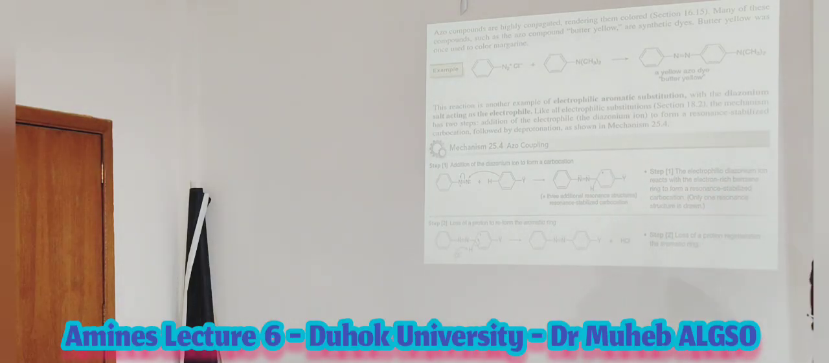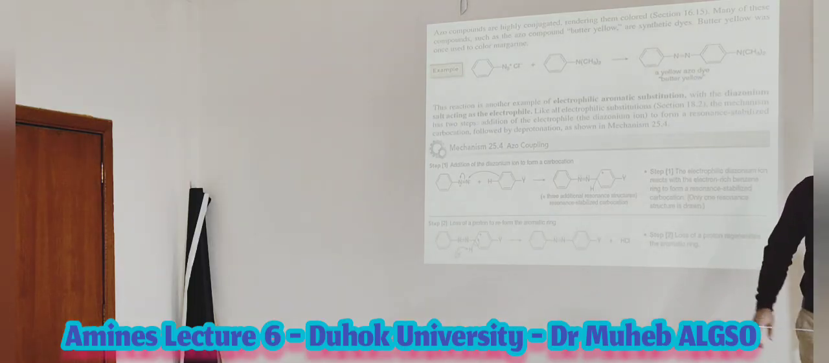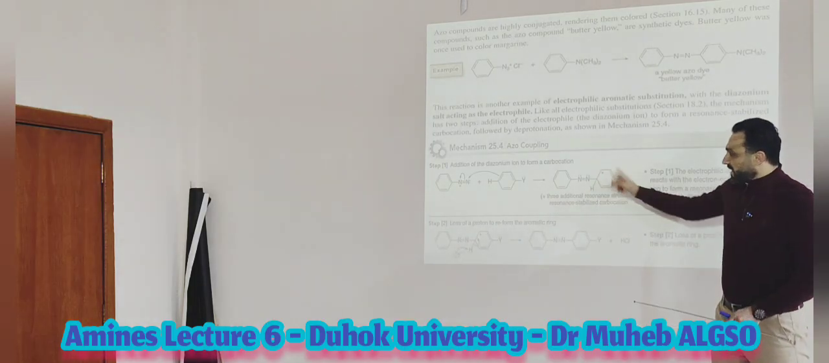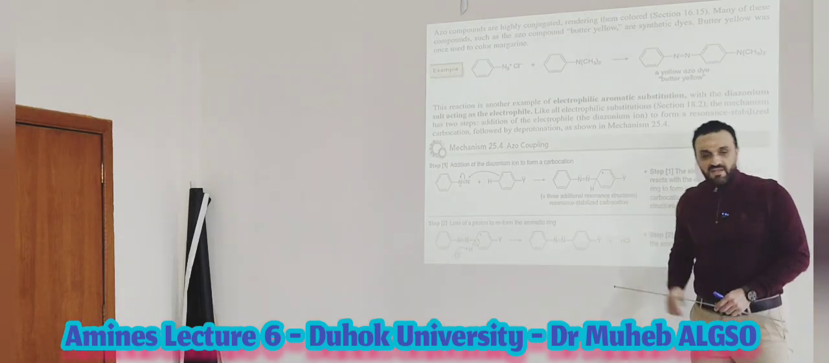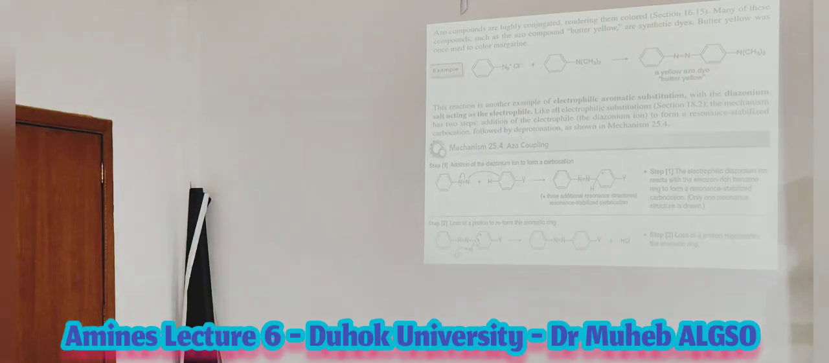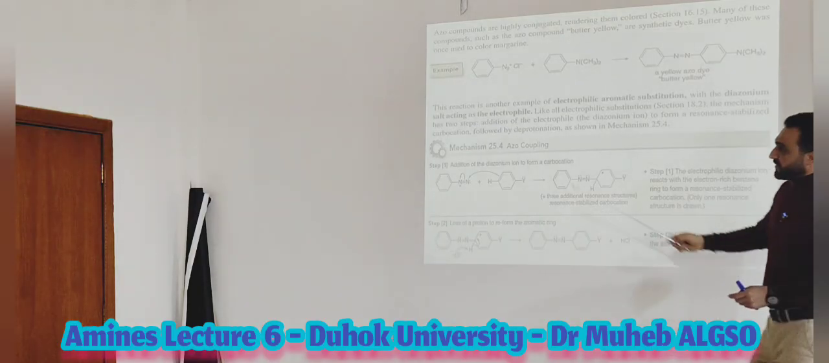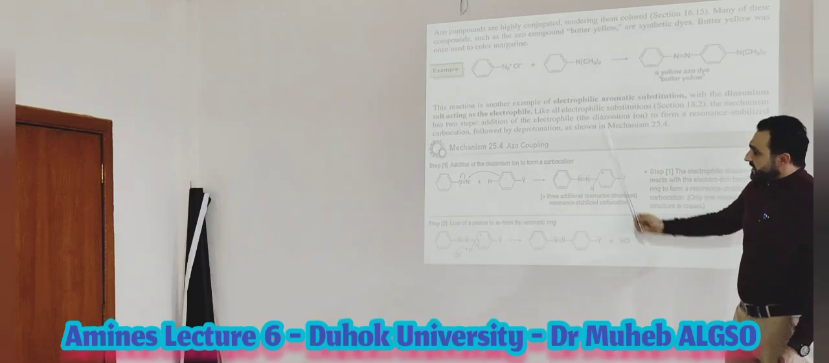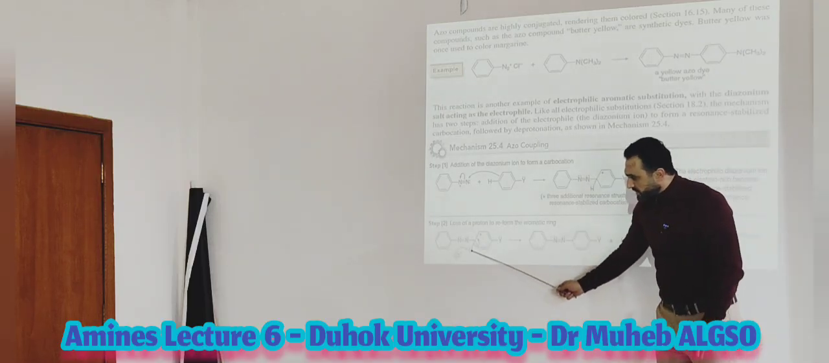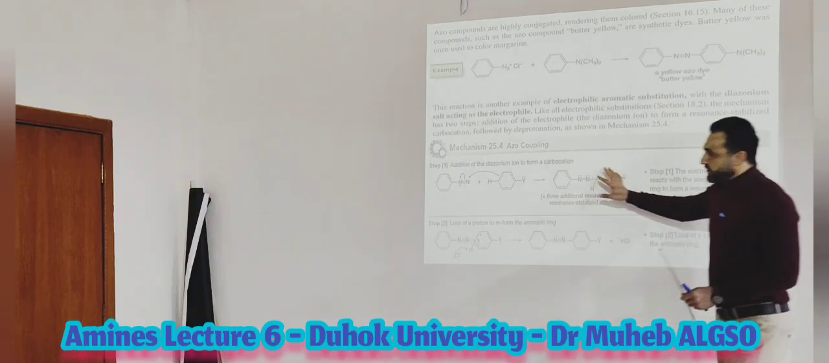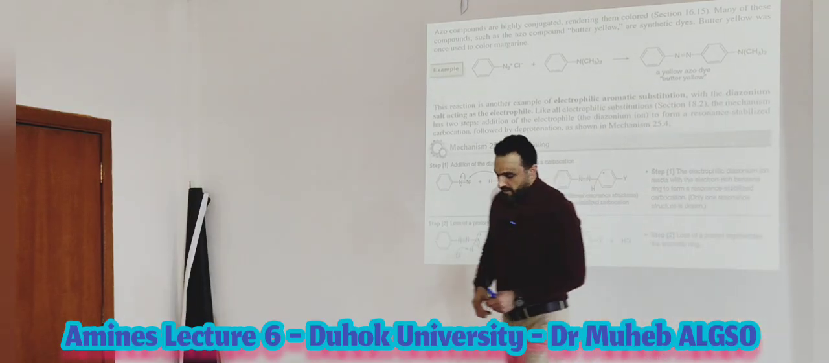If I ask you the question, derive the mechanism for the diazonium salt coupling, you have to write the complete mechanism, this and the other resonance structures. So the carbocation is stabilized by resonance, followed by what? Deprotonation. This is the step, the deprotonation to give you the aromatic system again. So the mechanism is a two-step mechanism.